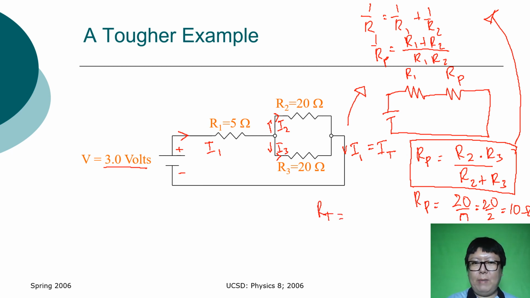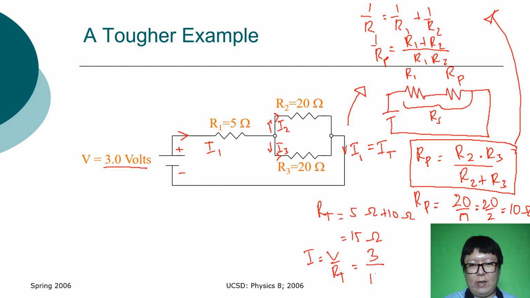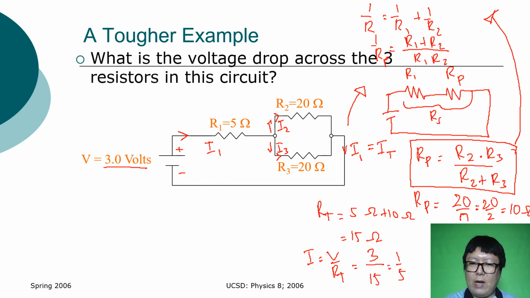Okay, then how much is the R total? The R total will be, this is series, right? The combination of these two. So R total is in series, so 5 ohm plus 10 ohm, the answer is 15 ohm. This is the R total. Now how to find the I? V per R total, so 3 volt divided by 15, so 1 per 5 amps.